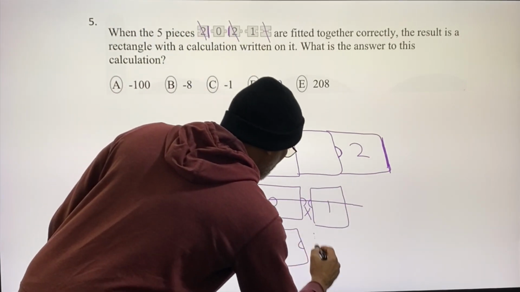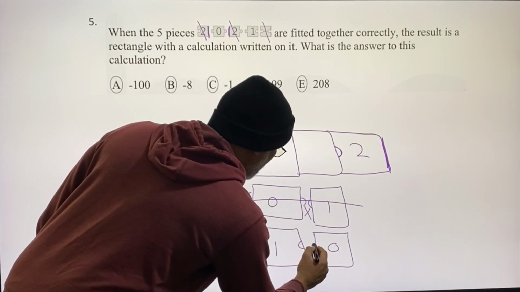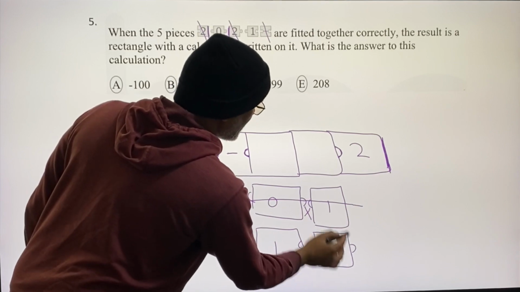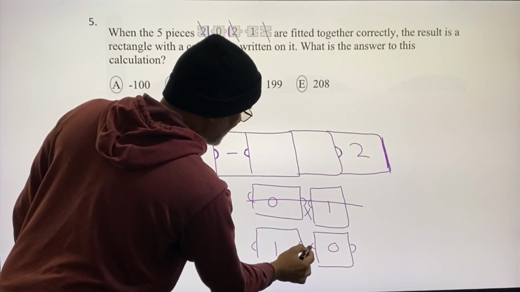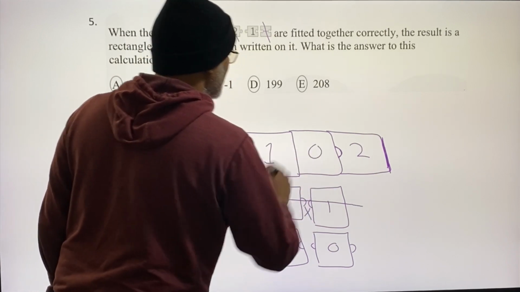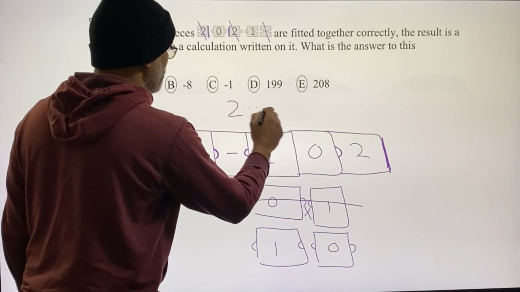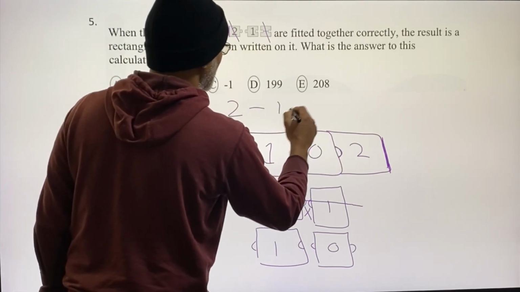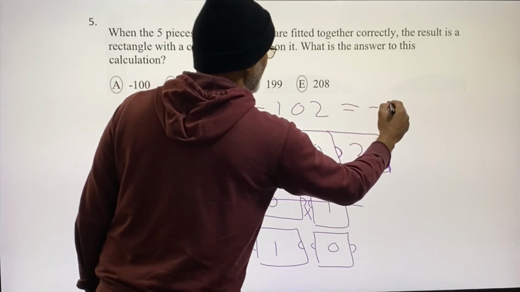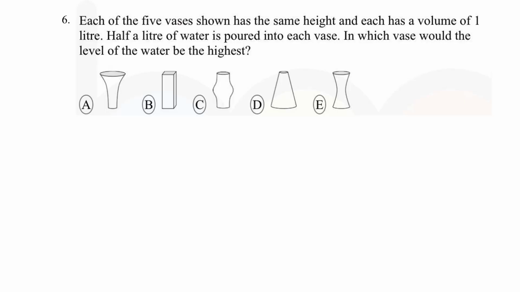The only other way is if I put 0 here. 0 has a pointy thingy here, as you can see, and the pointy thingy here. So this is going to match exactly here, and this is also going to match. So the correct order is 1 and 0. Now the calculation becomes 2 minus 102. So 2 minus 102 is negative 100. Right? That is the correct choice.